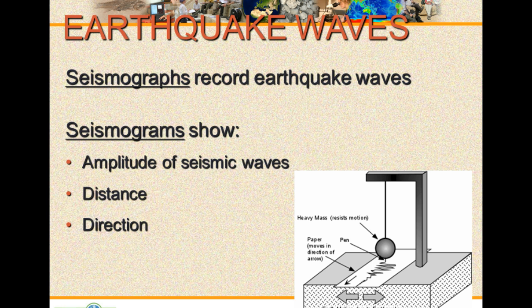Now, the instrument scientists use to measure these waves, no surprise, is called a seismogram. You see that spelling right here, and you see the picture of a basic seismogram in the bottom right. Seismograms are able to measure three things about an earthquake. So let's get these in your notes.